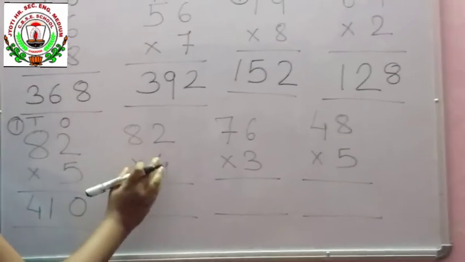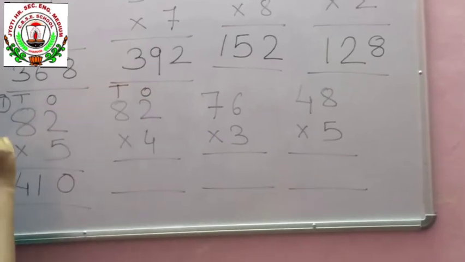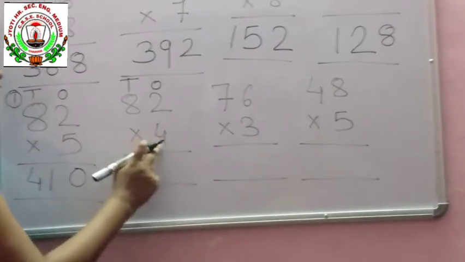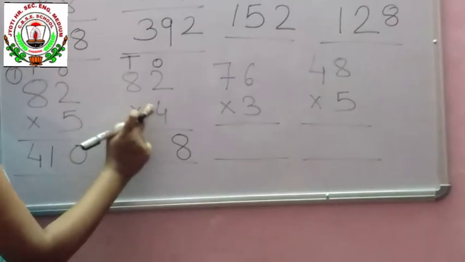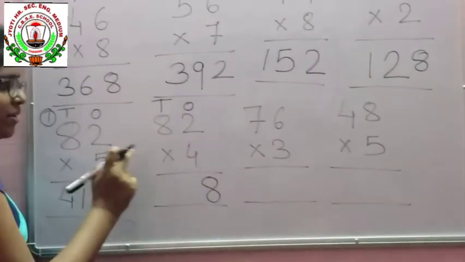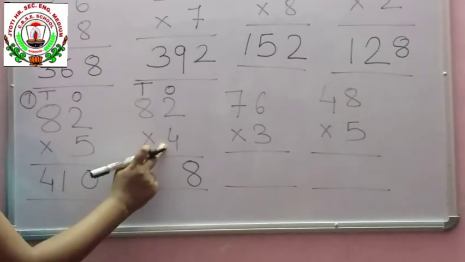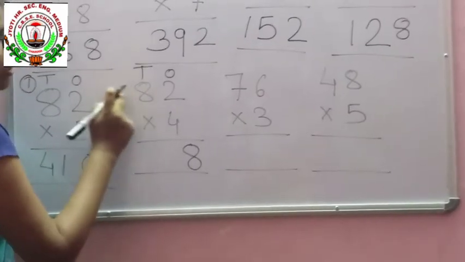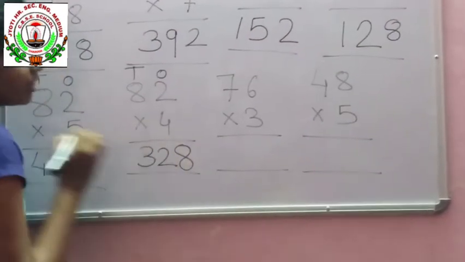Now students, here also 2 is at ones place, 8 is at tens place. So 4 twos are 8. 4 ones are 4, 4 twos are 8, 4 threes are 12, 4 fours are 16, 4 fives are 20, 4 sixes are 24, 4 sevens are 28, 4 eights are 32. Here also no carry is there, so no need to add anything. You just write 32 here.